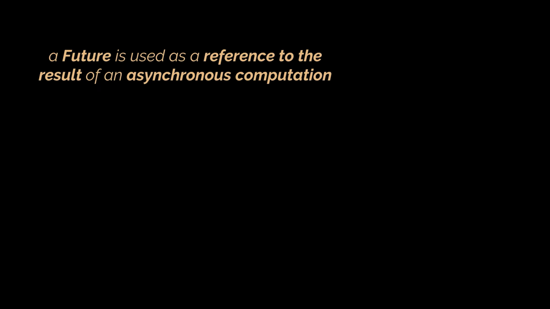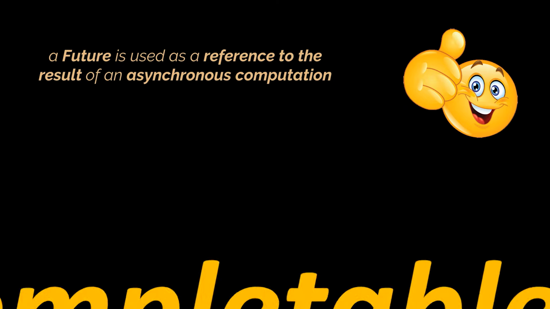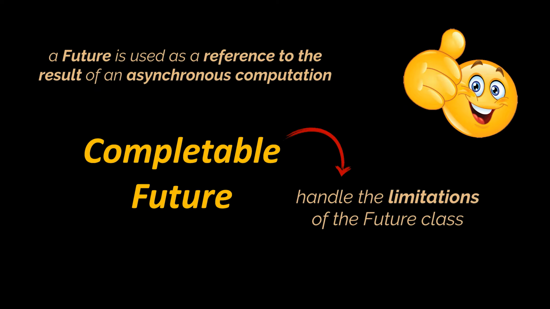Java's Future API was introduced in Java 5, and the future is used as a reference to the result of an asynchronous computation. We previously explained and gave a lot of examples related to multi-threaded operations in Java, and today we're going to further expand on this topic by tackling Completable Futures, which were introduced in Java 8, and their main purpose was to handle the limitations of the future class.